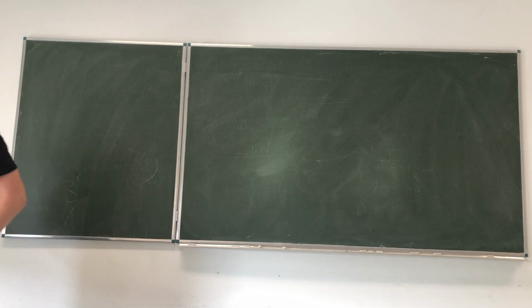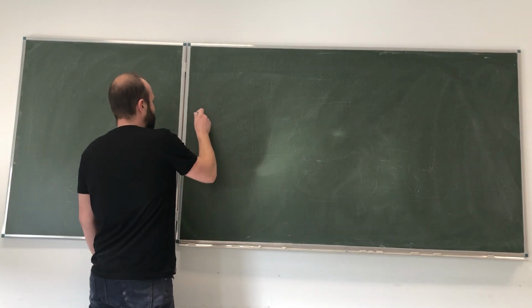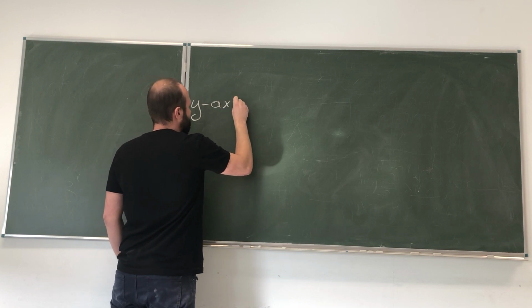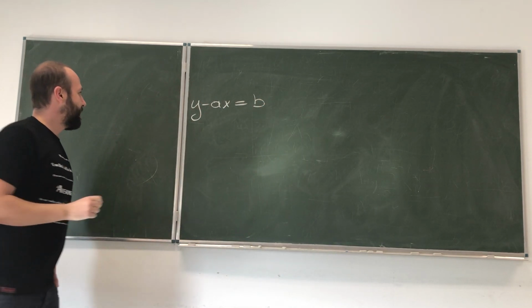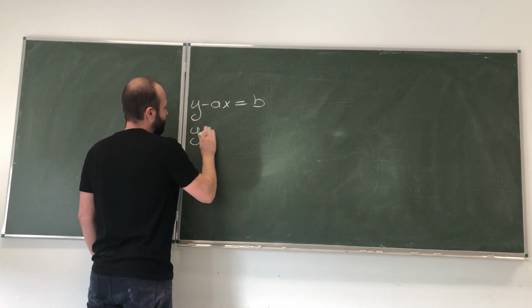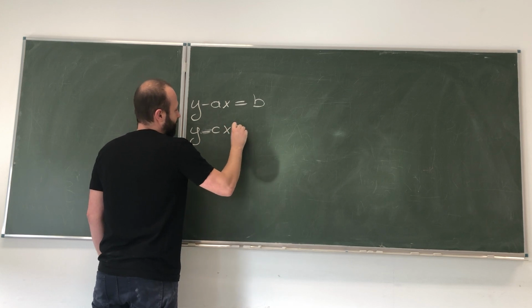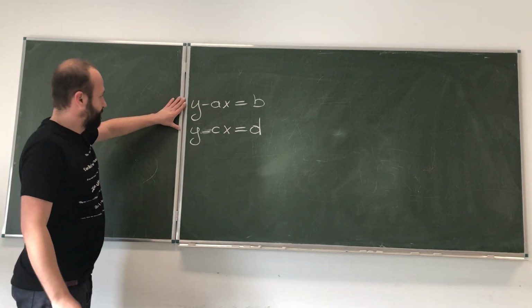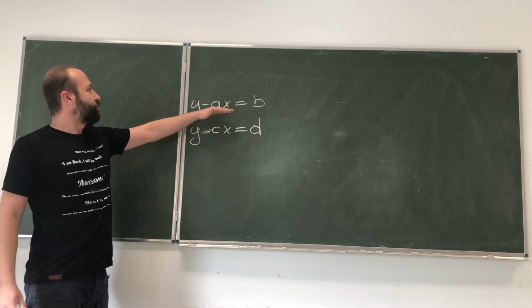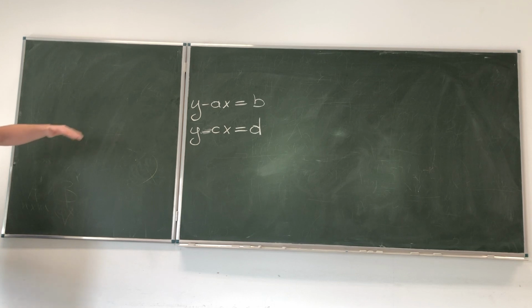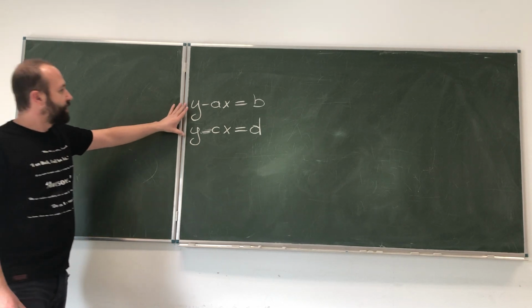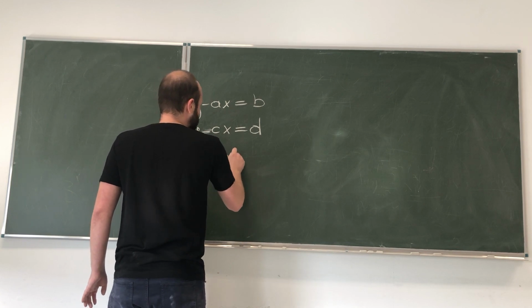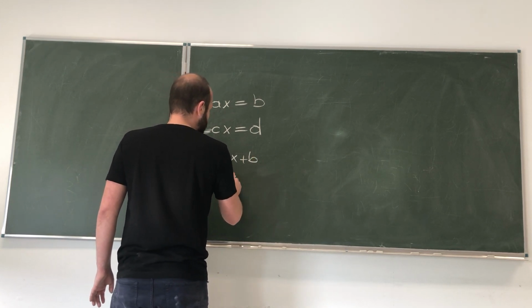Okay, the first situation is when we have, let's say, a system of simultaneous equations like this. y minus ax equals b, and y minus cx equals some d. Right, look, this is how we see the system normally, right? But when we want to think about linear equations, this is actually the same as y equals ax plus b and y equals cx plus d.